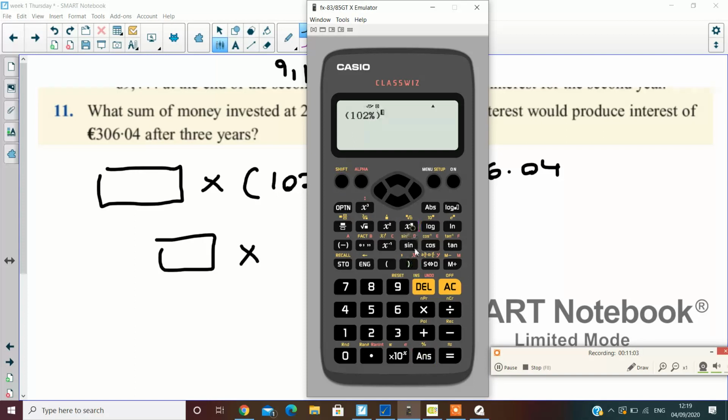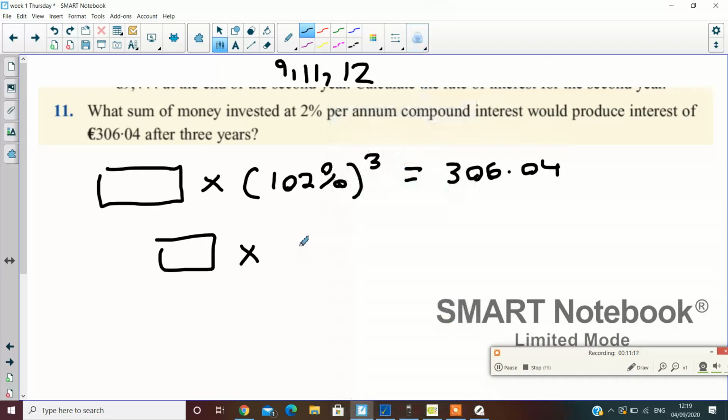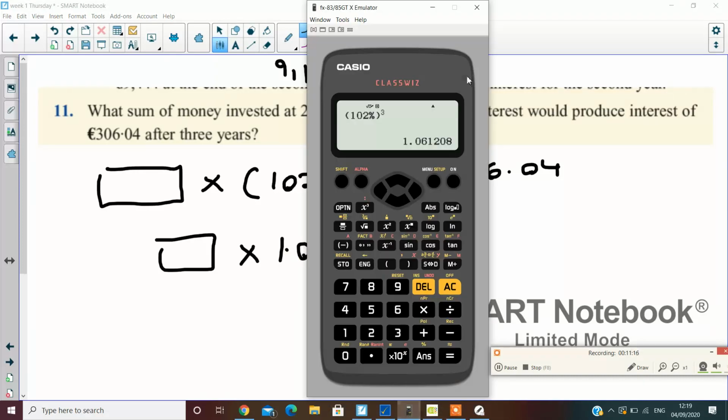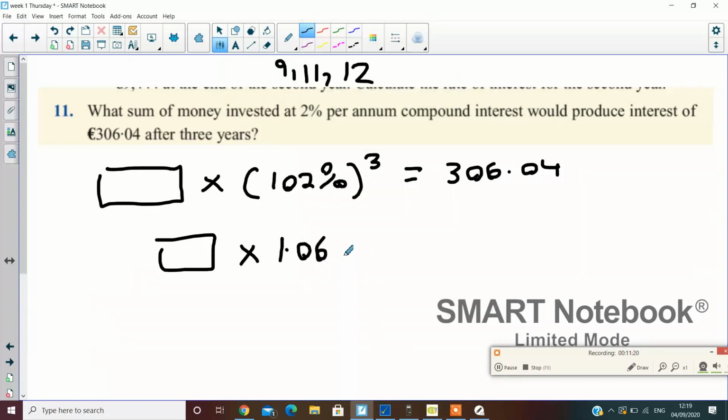This box gets multiplied by, you can call it, if you did this in your calculator, see what I'm doing? Just typing it in. There's your decimal there, isn't it? 1.0612. Is that not the number I have there?